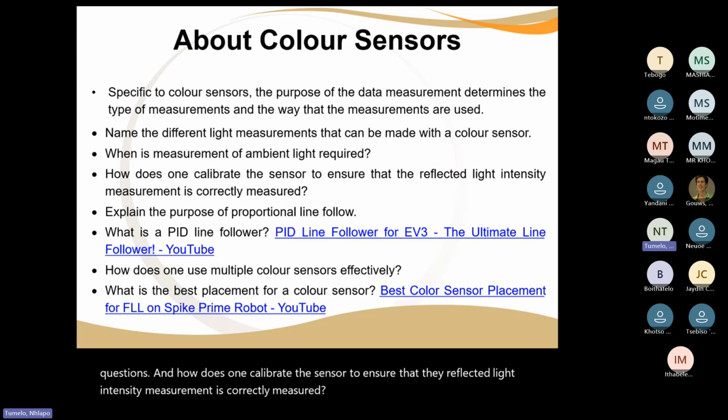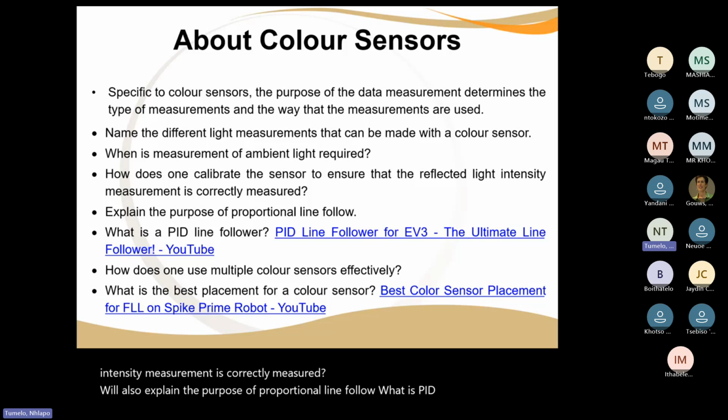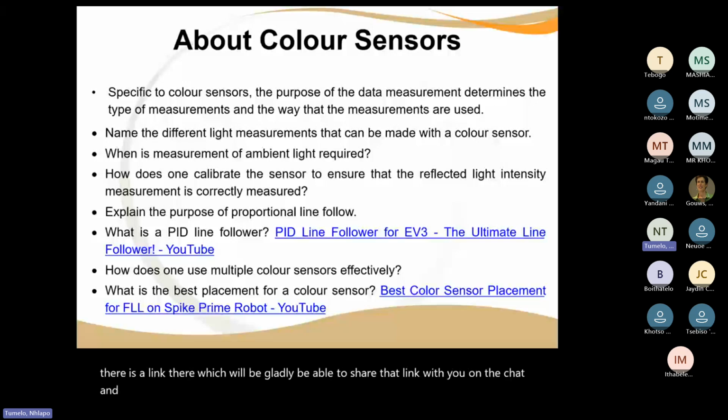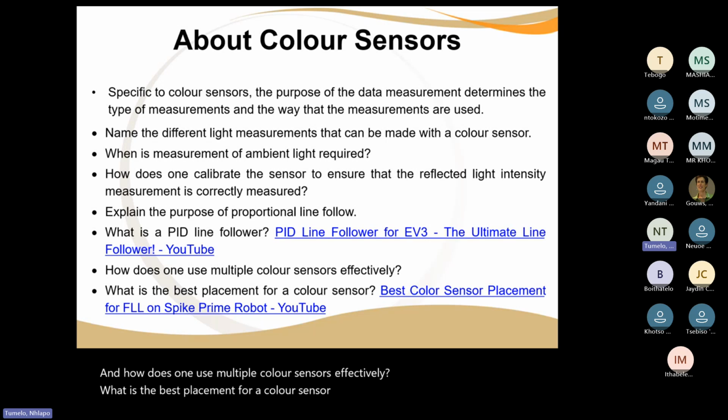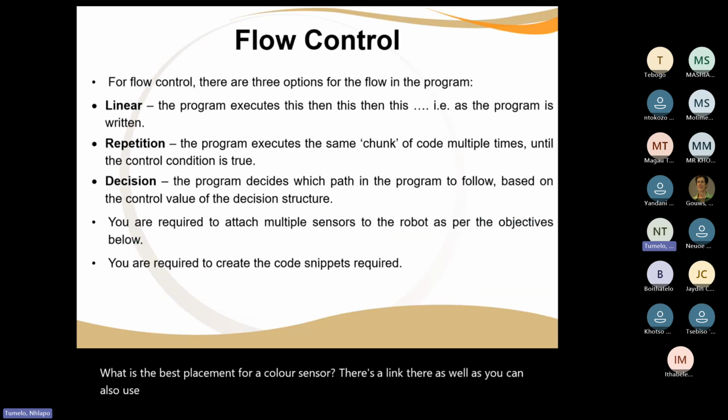We'll also explain the purpose of proportional line follow. What is PID line follow? And there's a link there, which we'll gladly share with you in the chat. And how does one use multiple color sensors effectively? What is the best placement for a color sensor? There's a link there, and you can also use the Rally Rover building instructions for that.